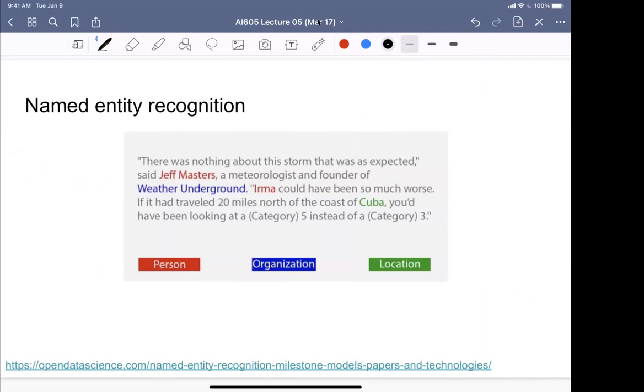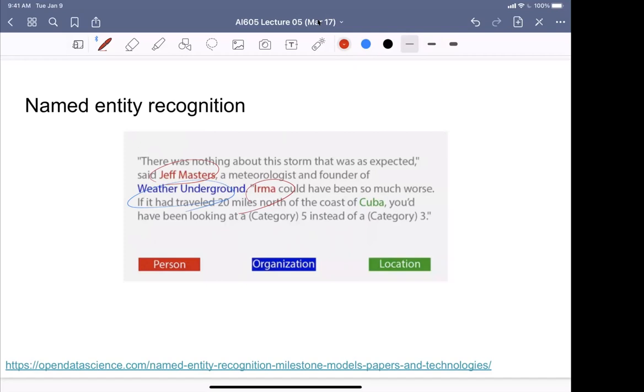Maybe a task that might be more familiar to you is named entity recognition, which is about finding person, organization, or location in a sentence. So in this example, as you see, Jeff Masters is a person. That's why it's red. And Weather Underground is an organization. So you want to mark this as organization. And Arma is a person, which might not be obvious, right? I haven't heard of a person named Arma many times, so it's very unfamiliar. And Cuba is a location here. And as you see, this could also be quite ambiguous because sometimes Cuba might be a person, right?